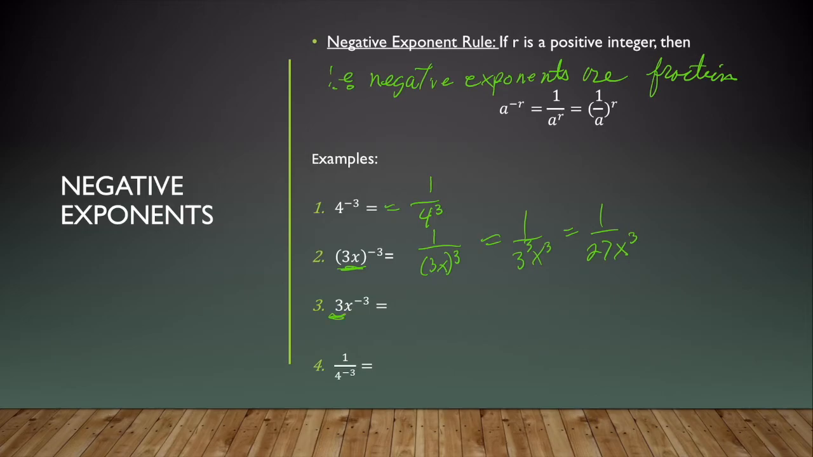If I have 3x to the negative 3, it's important to note that that negative 3 is only attached to the x. So I'd have 3 times 1 over x cubed, which would give me 3 over x cubed.